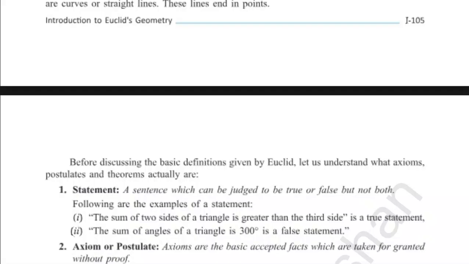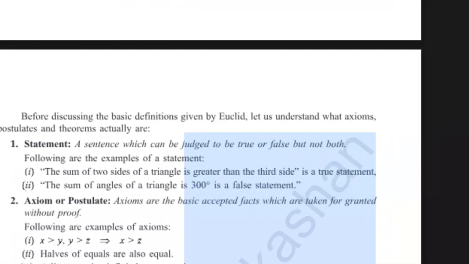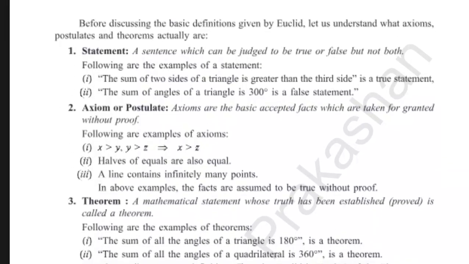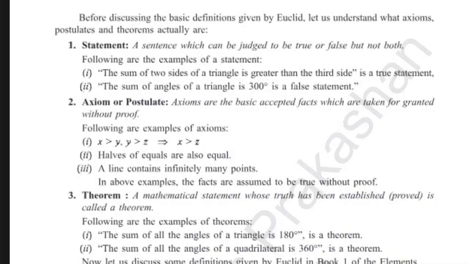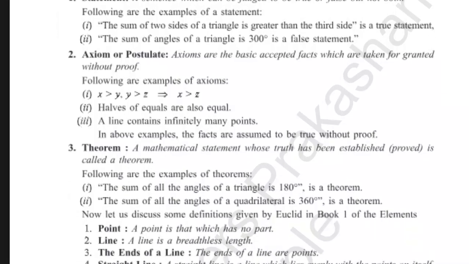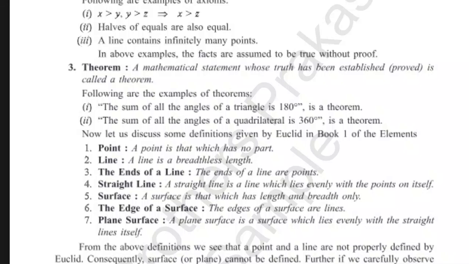Then axioms or postulates. Axioms are the basic accepted facts which are taken for granted without proof. Theorem means there is a proof for that. Sum of all angles of a triangle is 180 degrees. Sum of all angles of a quadrilateral is 360 degrees. Those are all theorems. Then definitions for point, line, straight line, surface, edges.